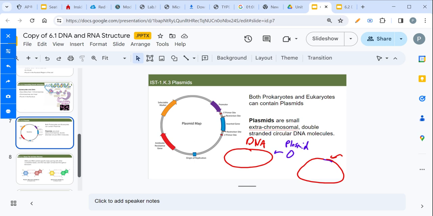Now what that means is that I can now start to transcribe and translate that specific gene now. Right? And that could have been a plasmid that I got from another bacteria, right? It could end up making it so that your bacteria mutates and becomes more virulent or something like that. This is how it can end up becoming more virulent.